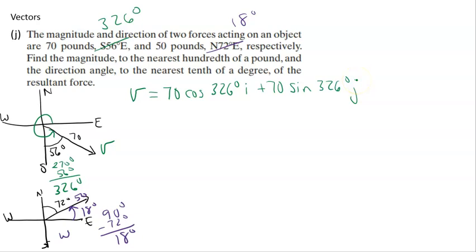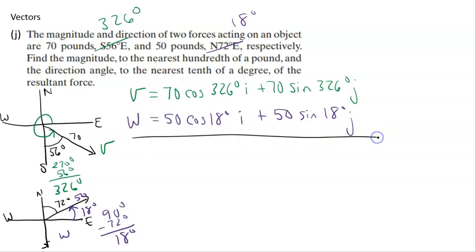Okay, now my vector W is equal to, that's 50 pounds, and that is going to be 50 cosine of 18 degrees I plus 50 sine of 18 degrees J. Now remember, the resultant vector, we add these vectors together. Okay, so we can do that right down here. Now, you can't just add 70 plus 50 is 120. You know it doesn't work that way. I need to type all this in my calculator.